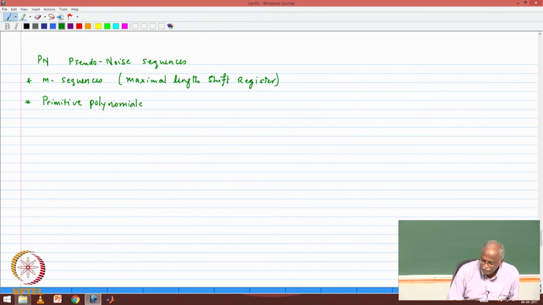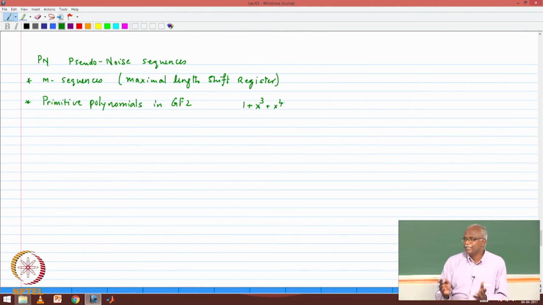Okay, once you have GF2 and these primitive polynomials, and I'm sure you would have, for example, this is a primitive polynomial: 1 plus x^3 plus x^4 is a primitive polynomial in GF2. Now, such primitive polynomials we will take and construct into an interconnection of shift registers.